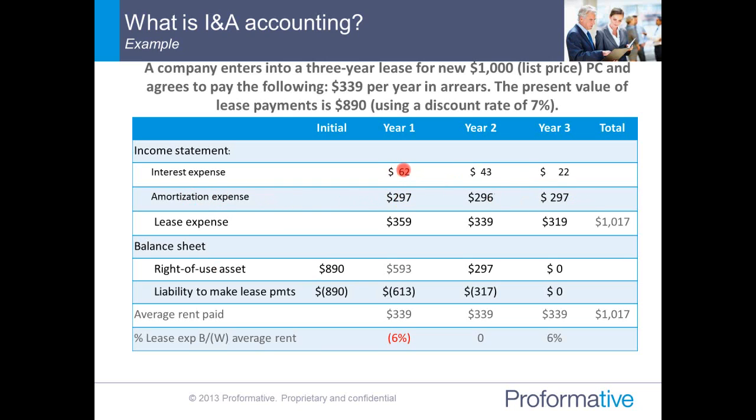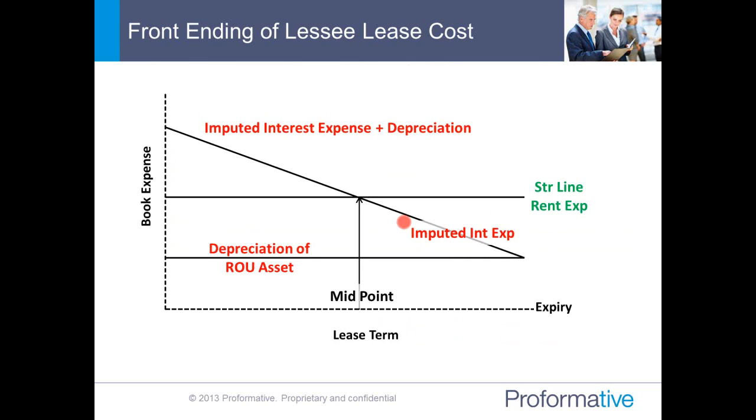And you notice the interest starts out high and reduces. So you have a lease expense that starts off at $359, drops to $339, and is finally $319, whereas the average rent paid was $339, and you can see there's a 6% higher cost in the first year for this 3-year lease than under current GAAP. So that's a big problem.